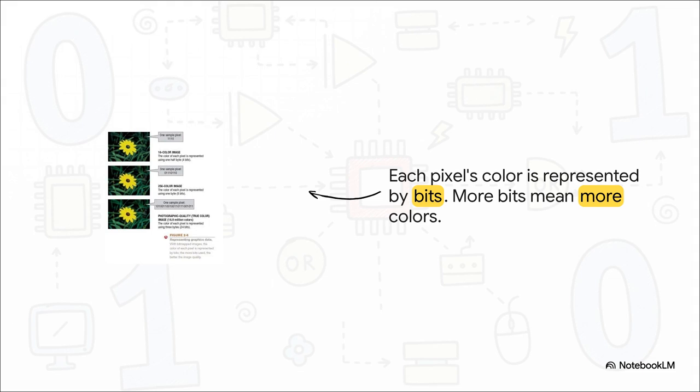And it's not just for text. Pictures get the exact same treatment. Your screen is made up of millions of tiny little dots called pixels. For any image, the computer just assigns a specific pattern of bits to the color of every single one of those pixels. And the more bits you use for each pixel, the more color combinations you can create, and the more vibrant and realistic that image looks.